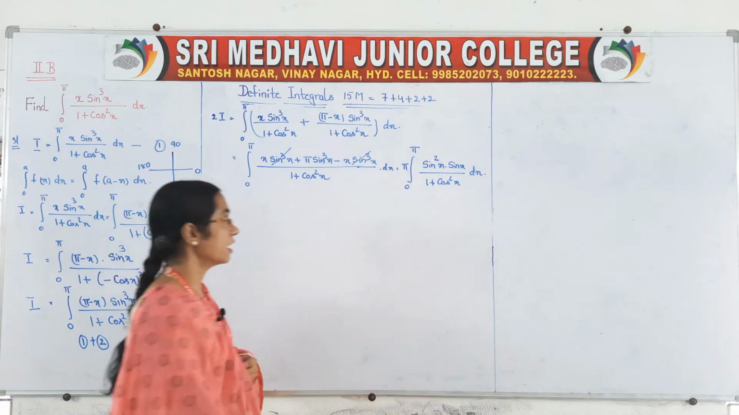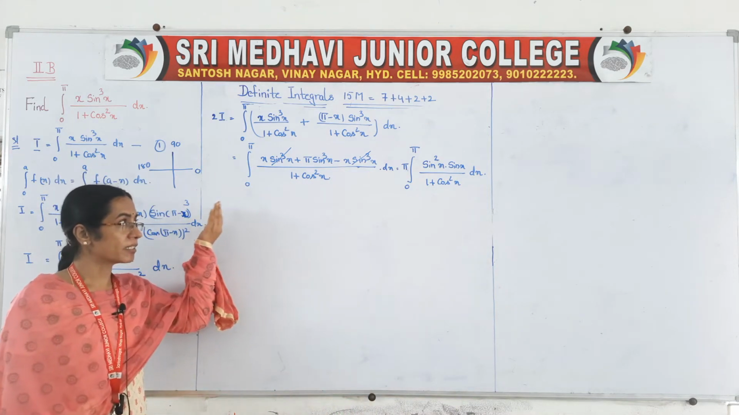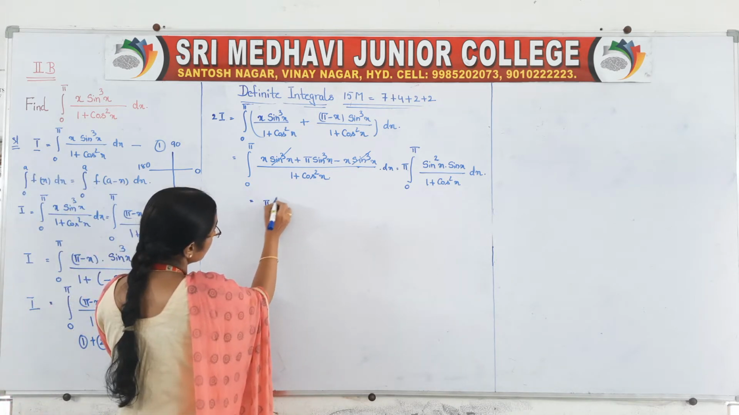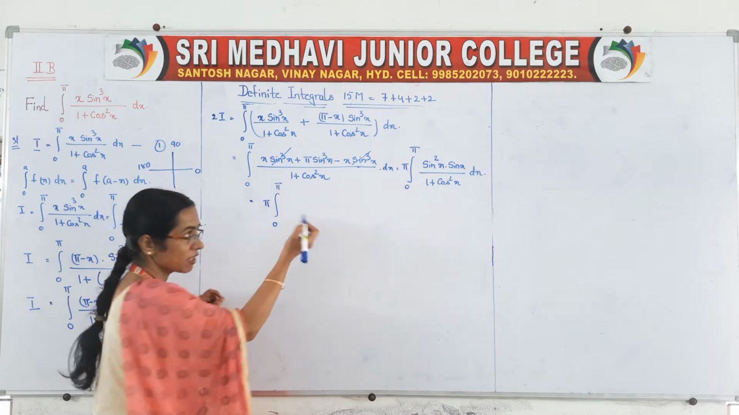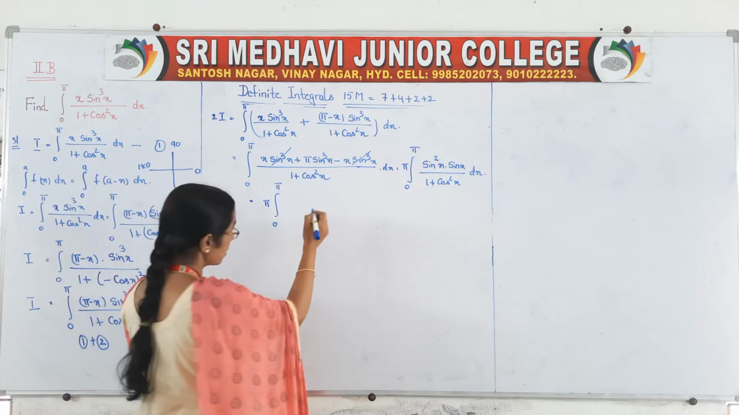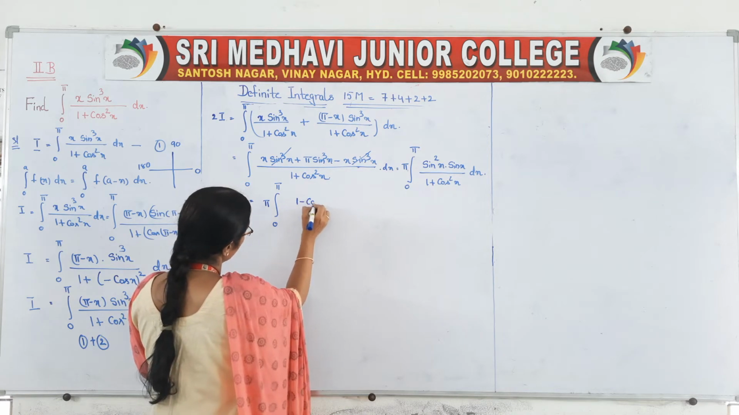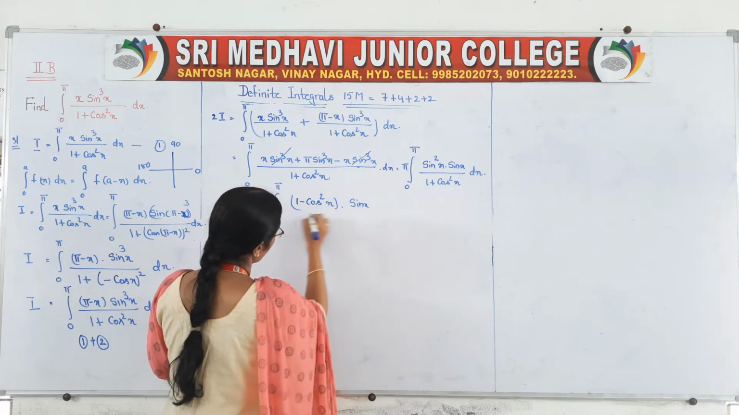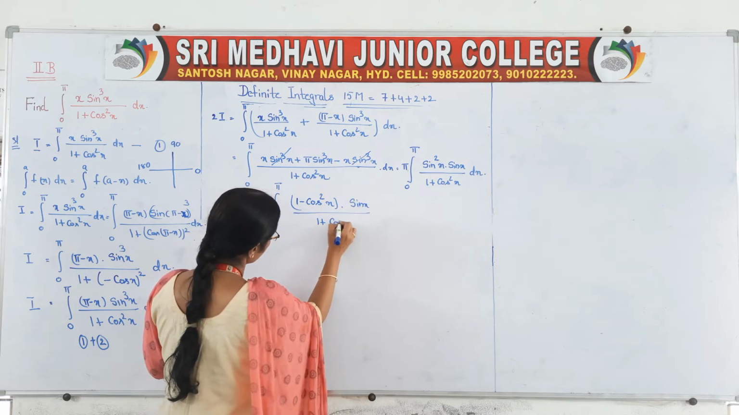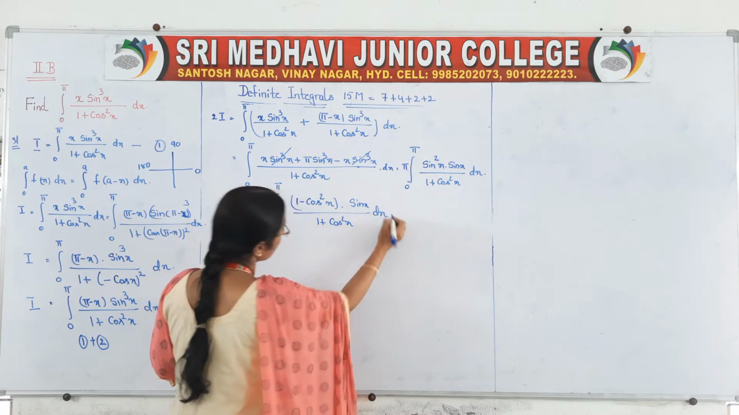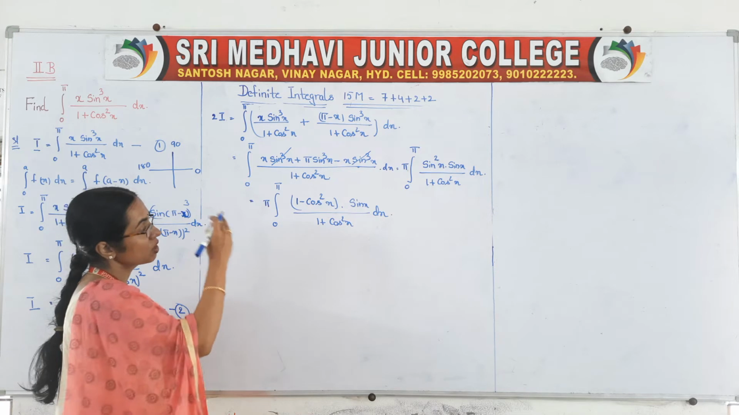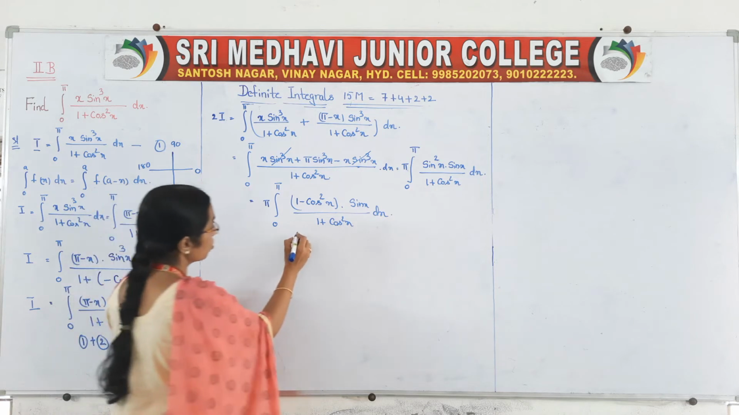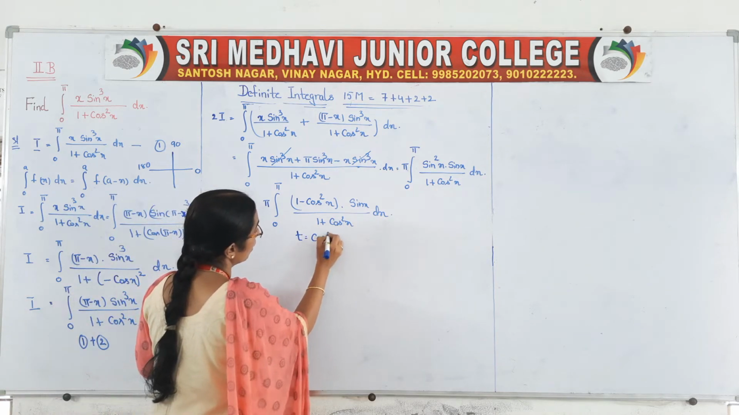Why we are writing this: there is no direct formula for integral sine cube x by 1 plus cos square x. So slowly we will try to reduce the problem into some standard formula form. In place of sine square, we can write 1 minus cos square x into sine x by 1 plus cos square x dx. Now if you observe the problem, upwards 1 minus cos square is there, downwards 1 plus cos square is there. So you take t is equal to cos x.